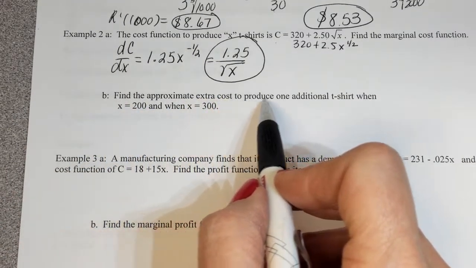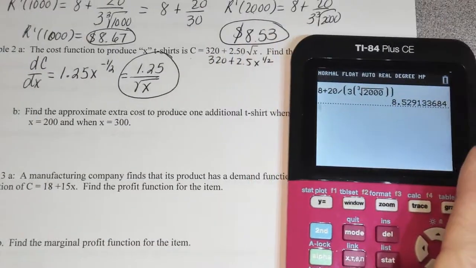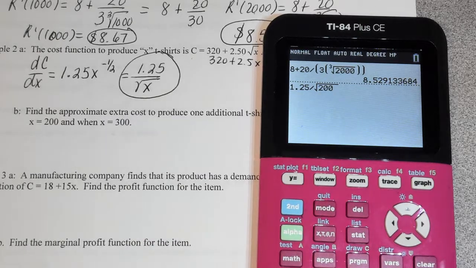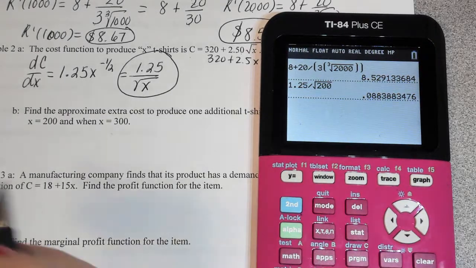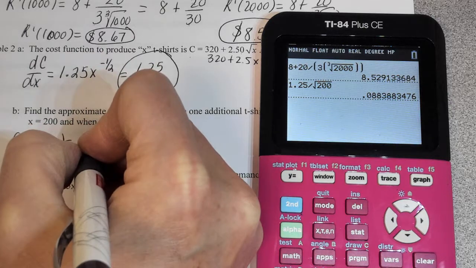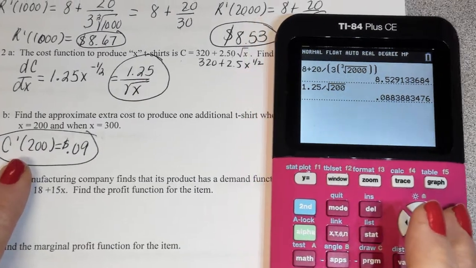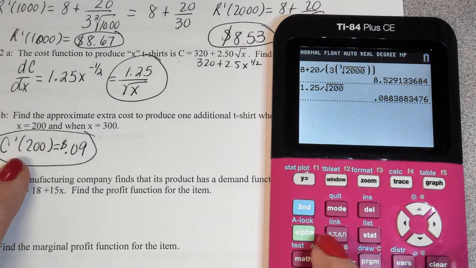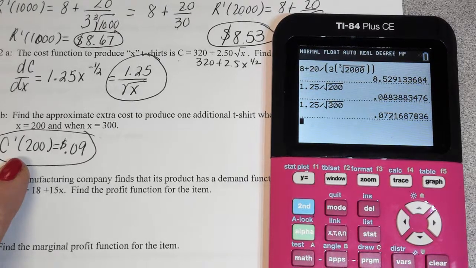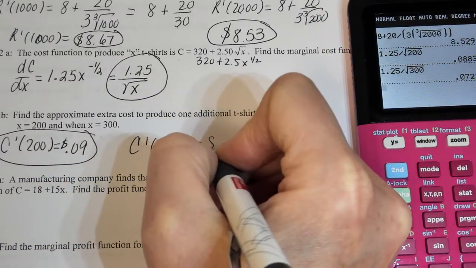Find the approximate extra cost to produce one additional t-shirt when x equals 200 and 300. All right, so to do something like this, I just want to plug in my values, 1.25 divided by the square root of 200. I'll use the newer calculators. Okay, so let me jot that down. This will be called C prime of 200, which is 0.09. So it's only 9 cents more to go from 200 to 201. On the newer calculators, I can just highlight that to pull it up, but if you have an older one, second enter, and then just change your 200 to your 300 to be able to do it quickly, and we have 7 cents. So C prime of 300 is 7 cents.